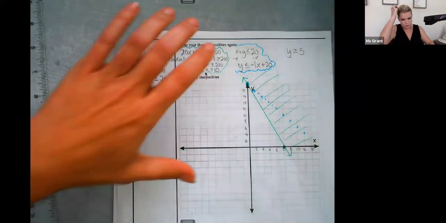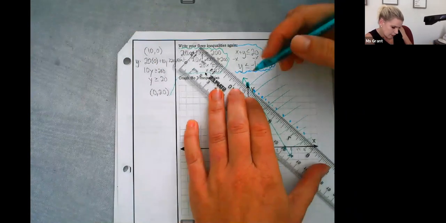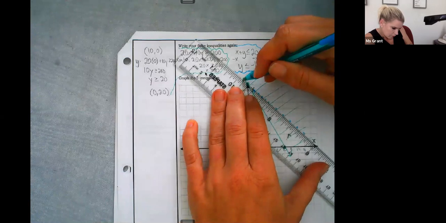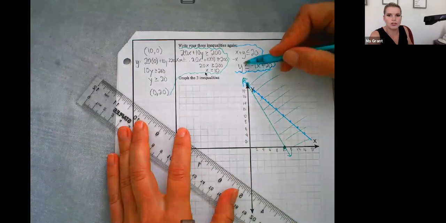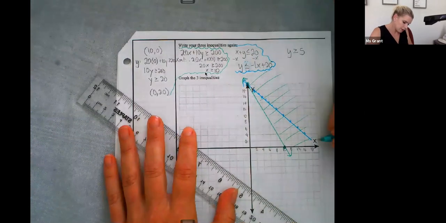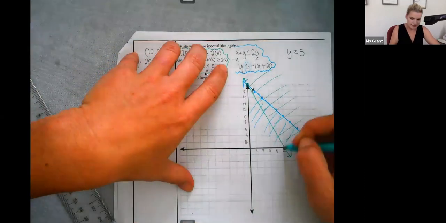less than or equal to. So connect your dotted line. Oh wait, this is actually solid. This is solid. My shading says less than or equal to. Shade below this blue line. So right now in common is this triangle right here.